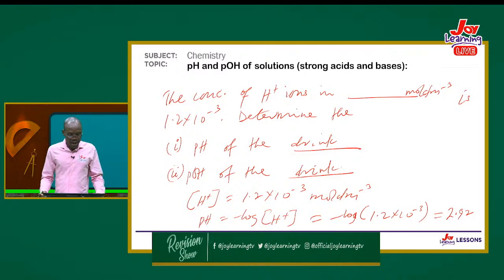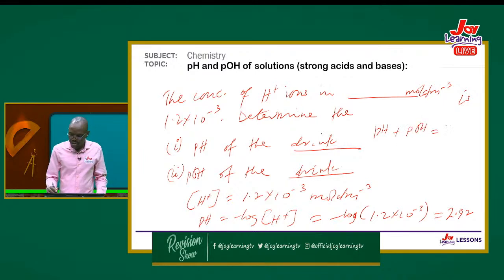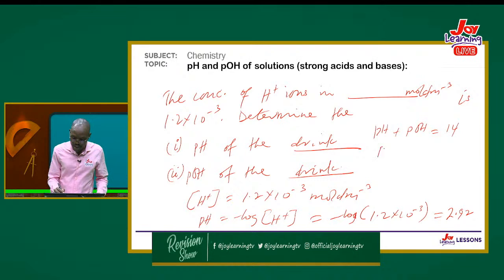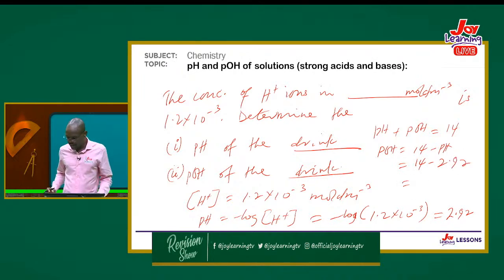What else? pOH of the drink. What do I know? I know that the pH connects with the pOH to give me 14. So the pH plus the pOH gives me 14. If I know the pH, then I should be able to calculate the pOH. So my pOH is 14 minus pH. The pH is 2.92, so 14 minus 2.92 gives me 11.08, or I can make it 11.1.